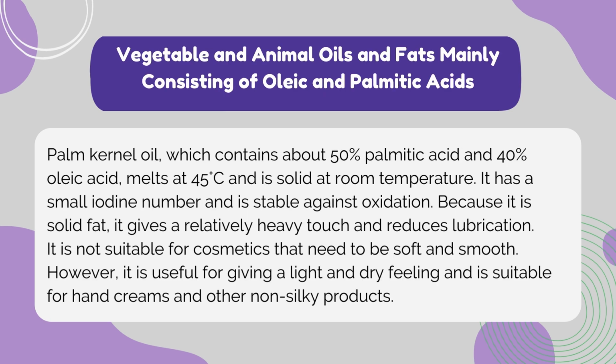Vegetable and animal oils and fats, mainly consisting of oleic and palmitic acids. Palm kernel oil, which contains about 50% palmitic acid and 40% oleic acid, melts at 45 degrees Celsius and is solid at room temperature. It has a small iodine number and is stable against oxidation. Because it is solid fat, it gives a relatively heavy touch and reduces lubrication. It is not suitable for cosmetics that need to be soft and smooth. However, it is useful for giving a light and dry feeling and is suitable for hand creams and other non-silky products.